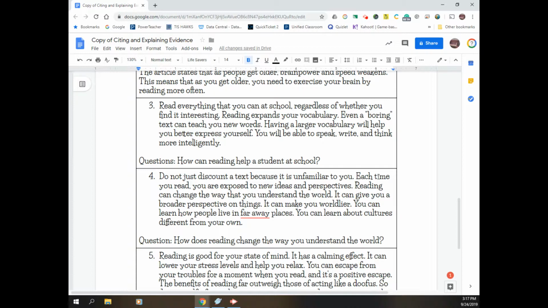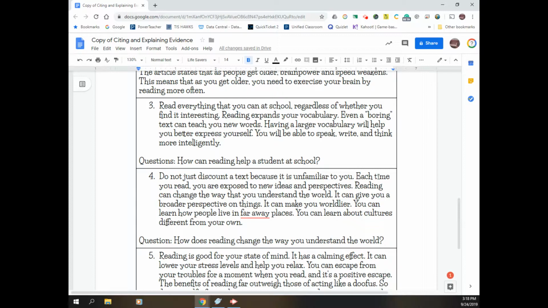You're going to make that into a sentence, and you're going to use an explanation sentence that starts with "this means." Number 4, do not just discount a text because it is unfamiliar to you. Each time you read, you are exposed to new ideas and perspectives. Reading can change the way that you understand the world. It can give you a broader perspective on things. It can make you worldlier. You can learn how people live in faraway places. You can learn about cultures different from your own. Your question is, how does reading change the way you understand the world?